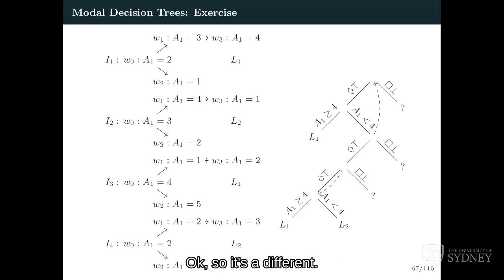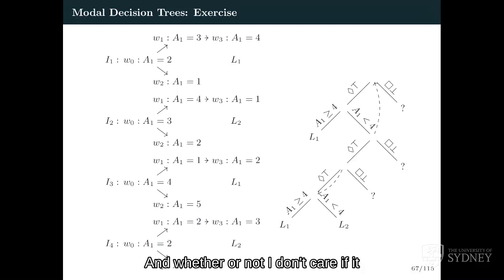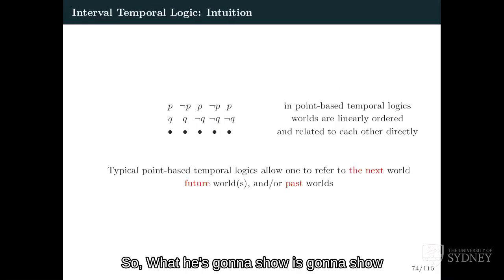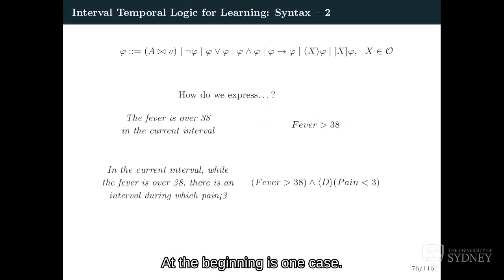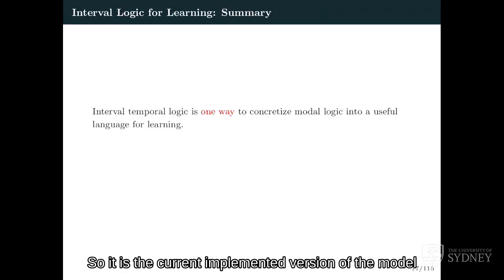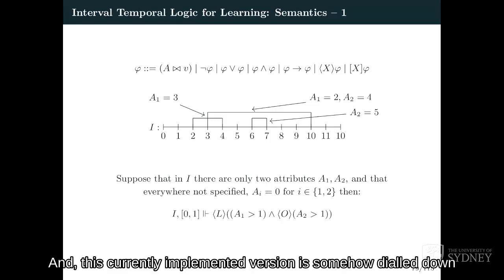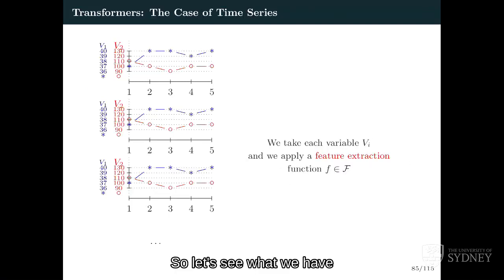Okay, so it's a different story than I got something that works, and I don't care whether it is complete or not. So what he's going to show to us today at the beginning is one case. It is the currently implemented version of the model decision tree, and this currently implemented version is somehow dialed down in the sense that I tried to explain just now.